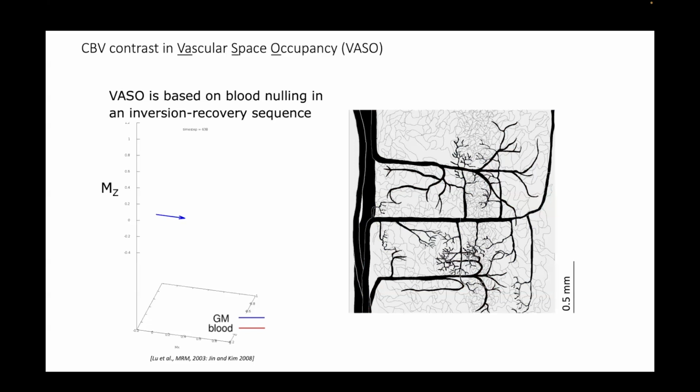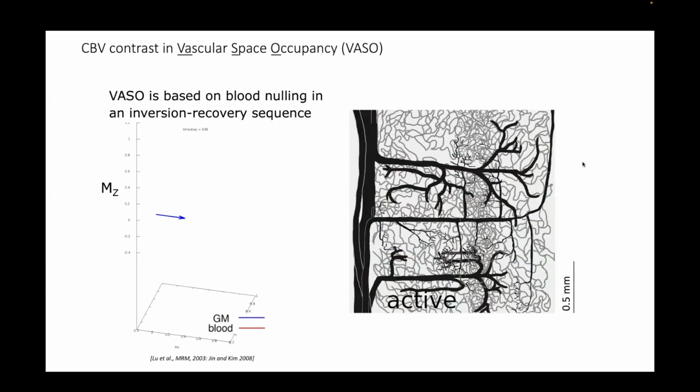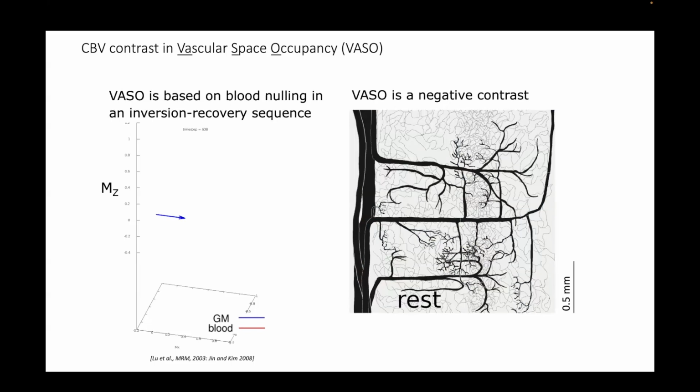Black means no signal. Now, what this allows us to do is then do functional activation studies where we know that the vessels open up. And this means that we have less signal in our voxel. We have more black blood in our voxel. And this means that when there's a blood volume increase, we have a corresponding MRI signal decrease. So VASO is a negative contrast, and it doesn't require contrast agents.